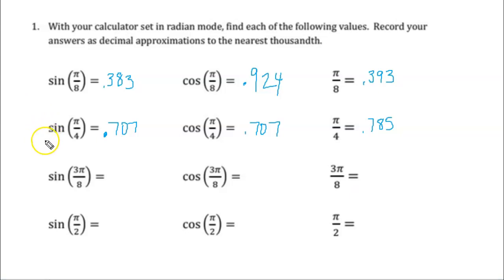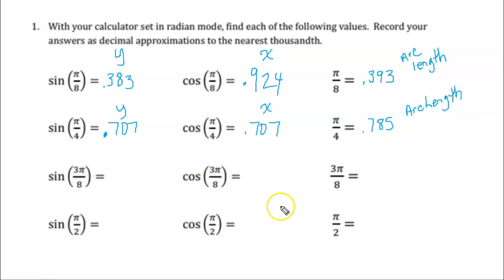One of the things that I notice is that for pi over 8, cosine was the same as the x value of the coordinate point. Sine was the exact same value as the y coordinate of the coordinate point. And pi over 8, its decimal, was actually equal to the arc length for that point. When I match that up against pi over 4, this was also the x value, this was also the y value, and this was also the arc length.